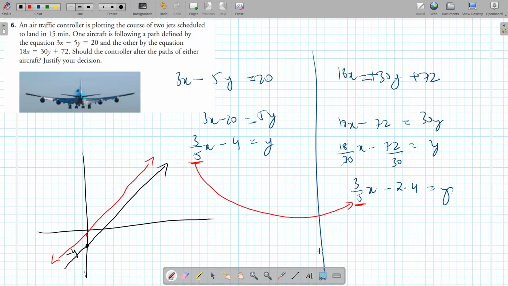The y-intercepts are different. So are these lines parallel? Yes, they are. Do parallel lines ever meet? No, they don't. So should he alter the direction? He doesn't have to, exactly. And that's done.